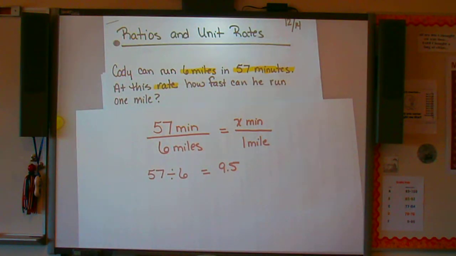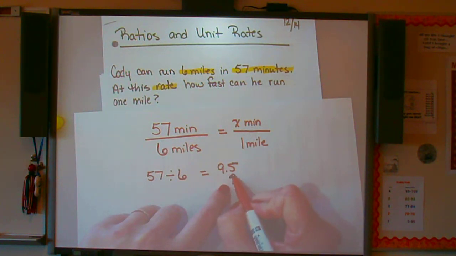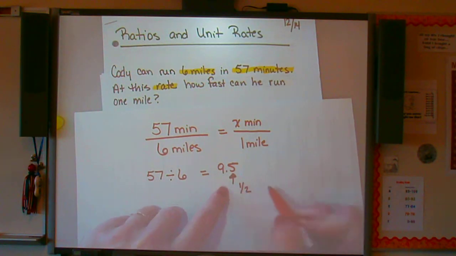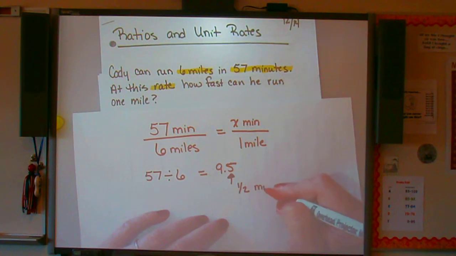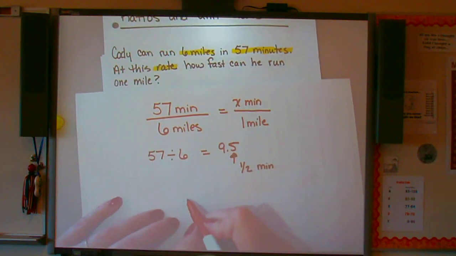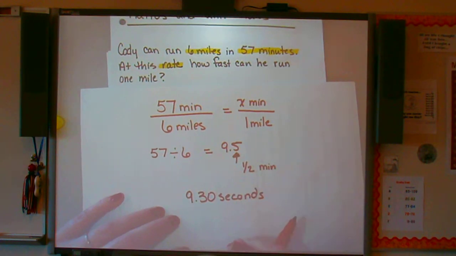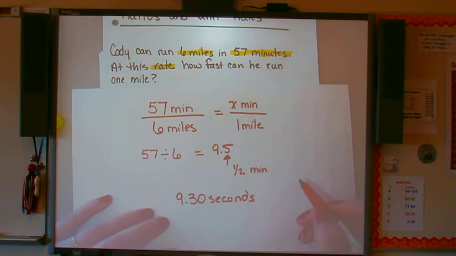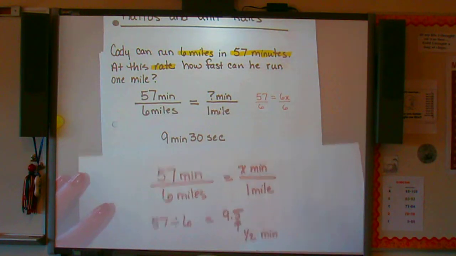So we need to remember that our time was in minutes. So we have a 9.5 here, which is a half. So we want half of a minute. So the answer is actually 9 minutes 30 seconds, because 30 seconds is half a minute. So 9 minutes 30 seconds to run 1 mile. And here is the math.